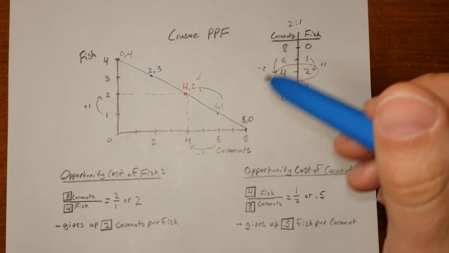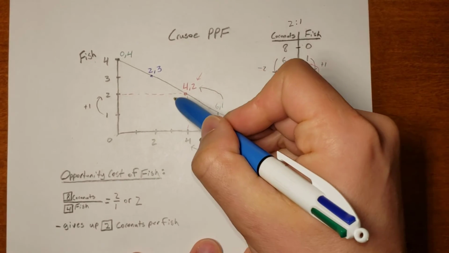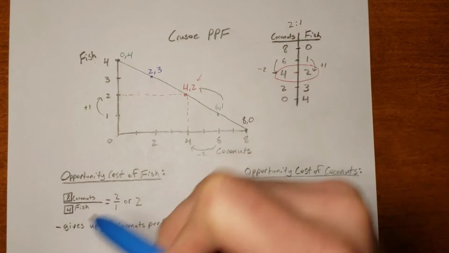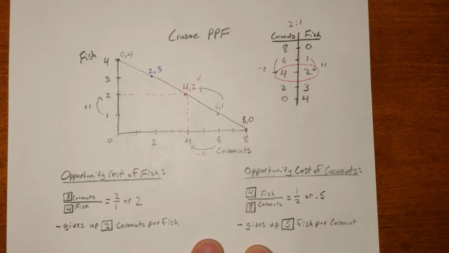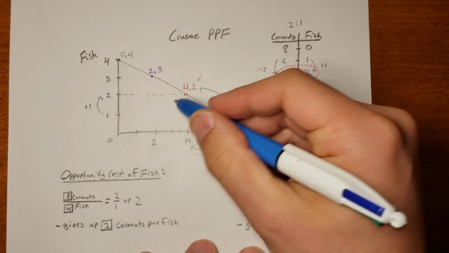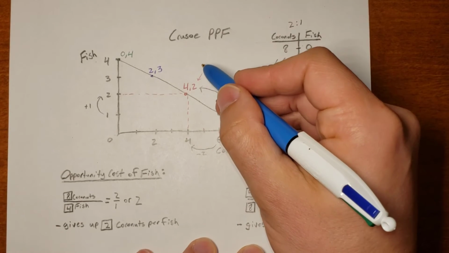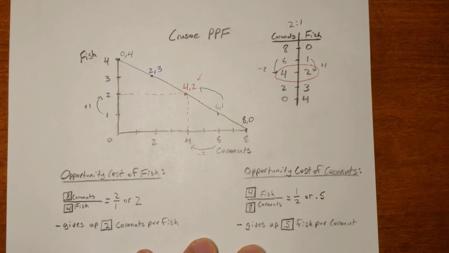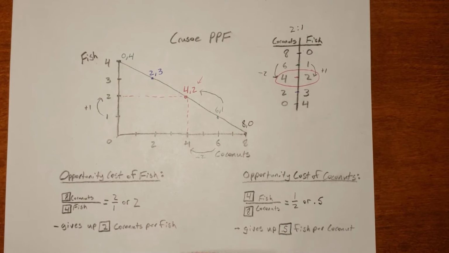Now, once again, remember that anything inside the PPF means that he is producing inefficiently. He's not fully deploying his time and his resources. But anything outside the PPF is not possible at this point. Okay? Now, it may be possible in the future, but not at this particular moment.